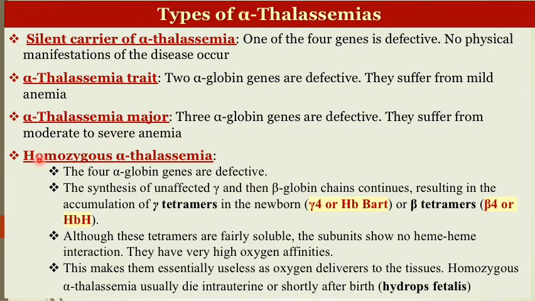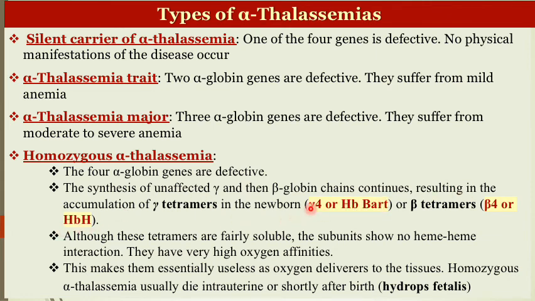The last one, the patient will not live. He will die in intrauterine life, inside the uterus before delivery. The 4 genes are mutated and we don't have any alpha chain. So the fetus will synthesize either 4 beta chains or 4 gamma chains. In the normal condition, we have 2 alpha chains and 2 beta chains. These are called hemoglobin Barts and hemoglobin H.